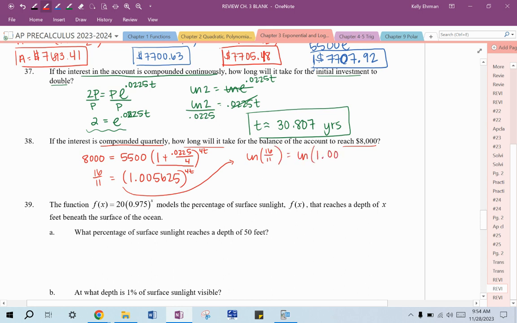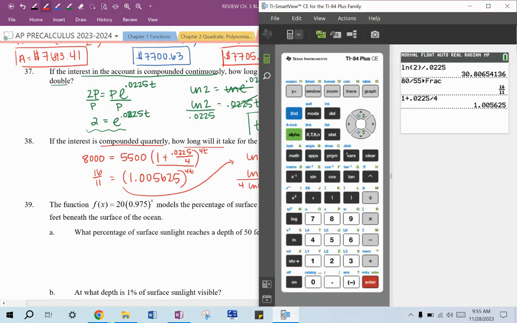Natural logging this base number does not cancel out the base number because they're not inverses of each other. So instead, I'm going to bring the 4t down in front. It's still natural log of 16 over 11 over here. To solve for t, divide by the 4 times natural log of 1.005625.